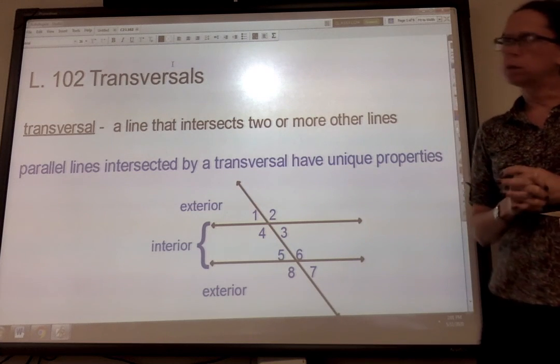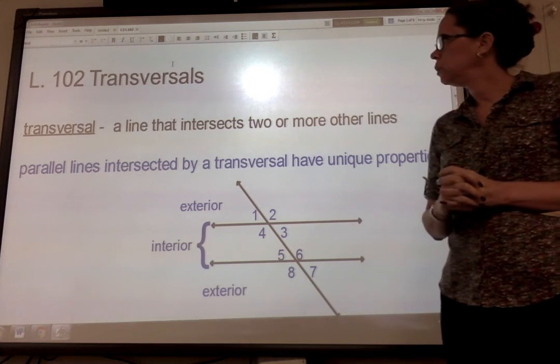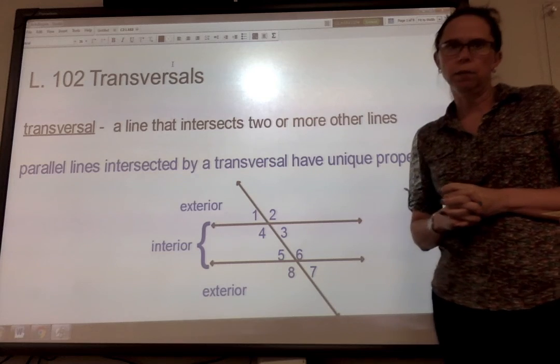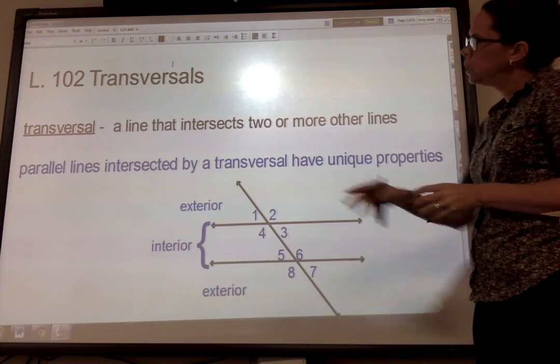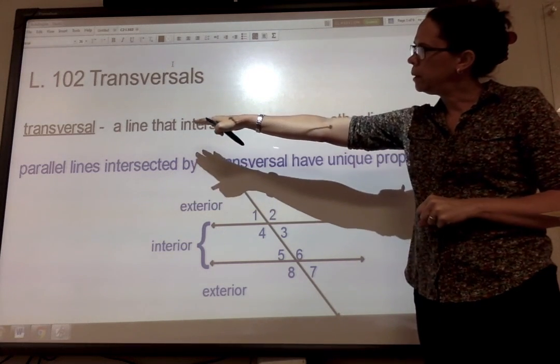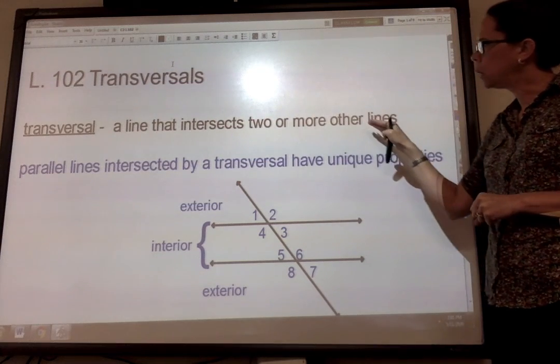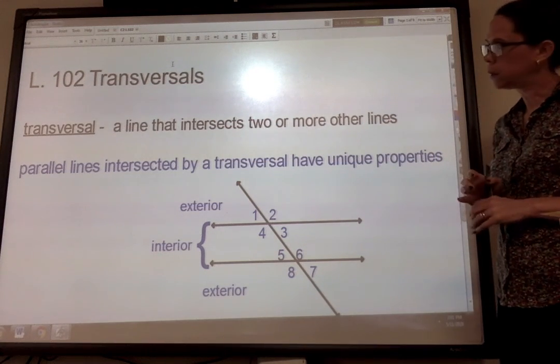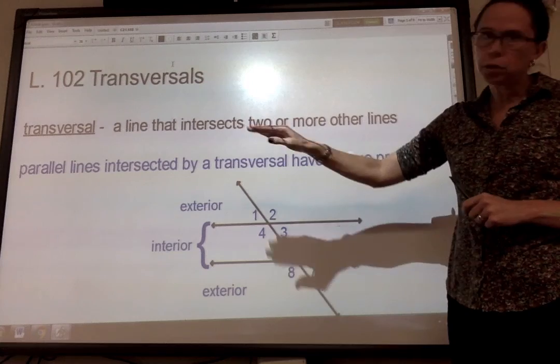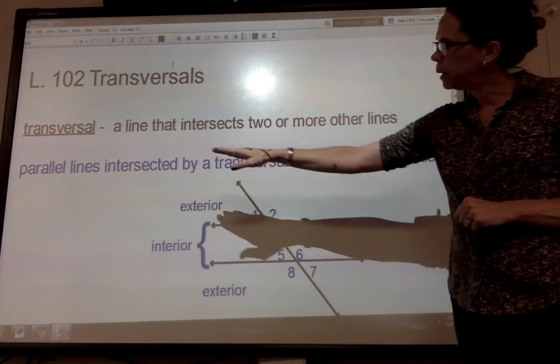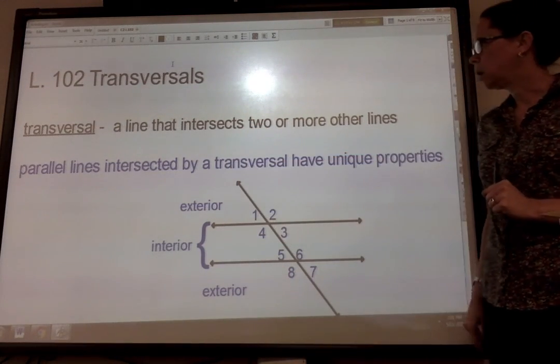So we did transversals last year, so this should be a review, but there's a lot of vocabulary that you may have forgotten. Okay? So when we're talking about a transversal, we mean a line that intersects two or more other lines.